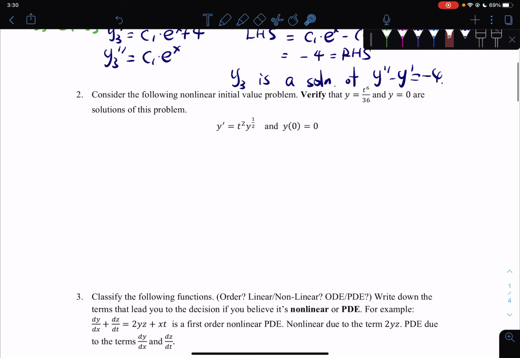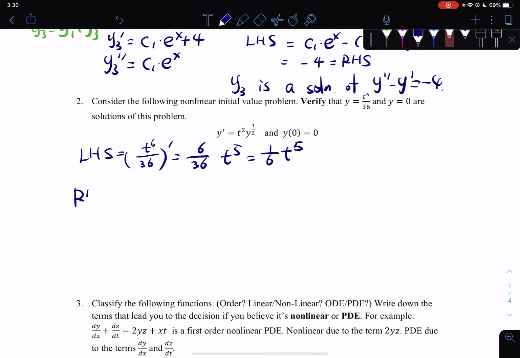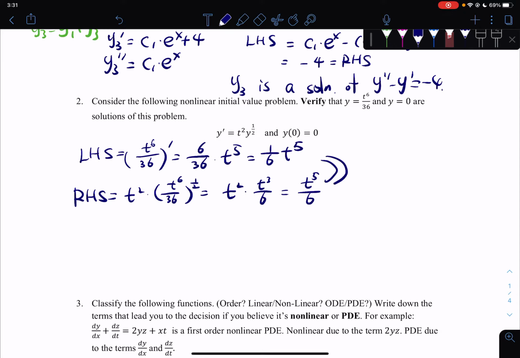Along the same line of thinking, I want to verify the solution of another differential equation. I want to do the same trick. My left-hand side is to take the derivative of y, so I have t to the 6 divided by 36 and take the derivative, which ends up being 1/6 t to the 5. The right side of my differential equation is t squared times the square root of t to the 6 over 36, and for simplicity I'm only keeping the positive piece. Clearly they are the same thing. Since left and right side equal each other, all I need to do is make sure the initial condition makes sense.